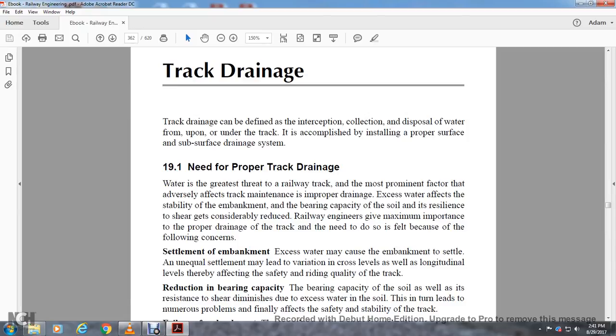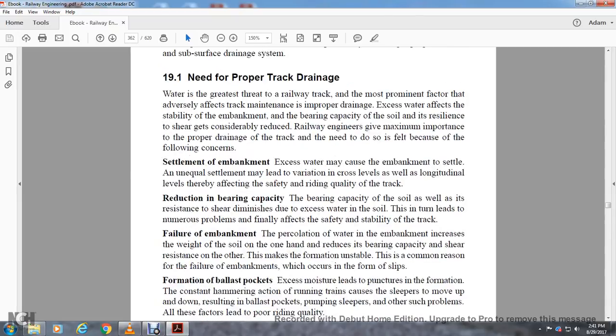Settlement of the embankment. Excessive water may cause the embankment to settle. The unequal settlement may lead to variations in the cross level and the longitudinal level, affecting the safety of riding on the track. Reducing the bearing capacity. The bearing capacity of the soil is reduced as well. The shear resistance diminishes due to the excessive water in the soil, which leads to numerous problems that finally affect the safety and the stability of the track.